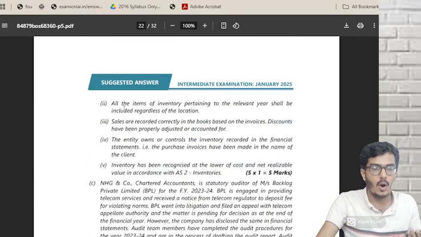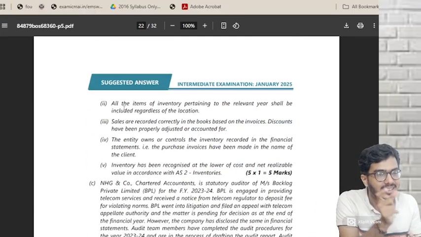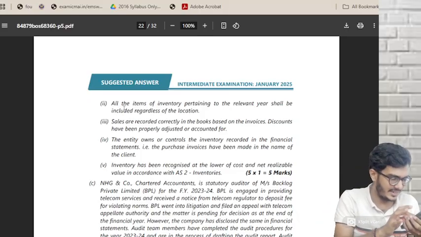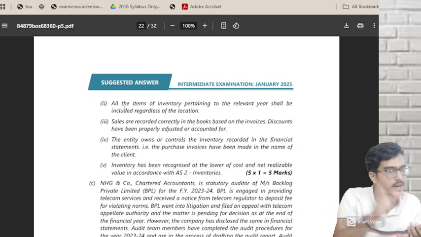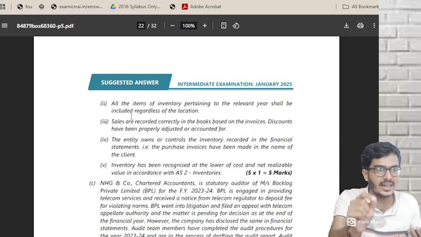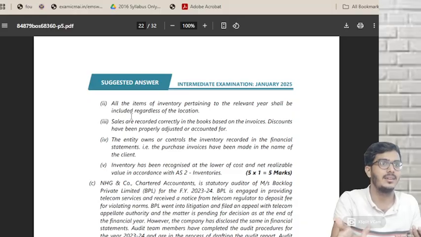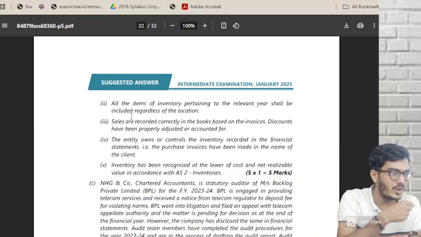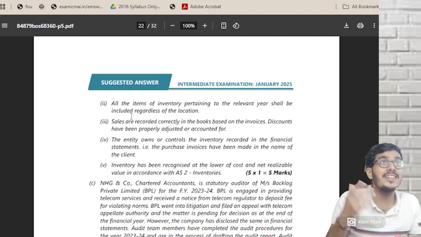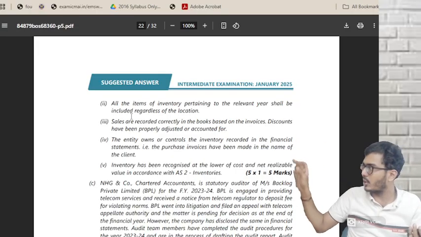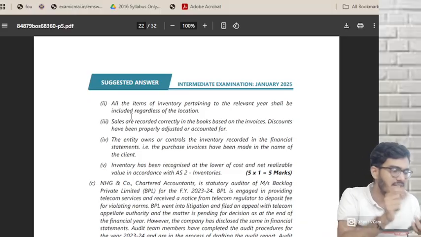Understood? Then: all the items of inventory pertaining to the relevant year shall be included regardless of the location. Cut off. Very simple. Then the third one: sales are recorded correctly in the books based on the invoice amount, and discounts have been properly adjusted. Accuracy, value. Occurrence, completeness, accuracy, all three? Why three? They are talking about value, discounts minus. If there is a 100 rupee invoice minus a discount of 50, they are talking about a properly adjusted value. That means accuracy. Instead of the word accuracy, they use the word measurement, which you will learn in chapter 5.